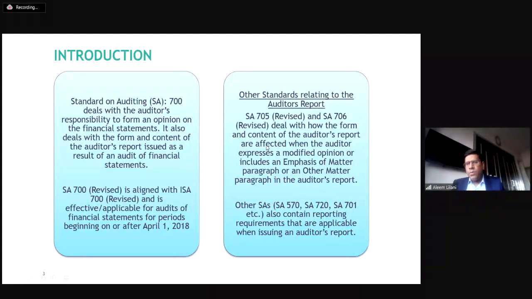And like I said, we have many other standards. There's SA 570, like going concern. Any matter on going concern reporting is mentioned in these standards, which can then go and fit inside the SA700 report. Similarly, 720 and 701, and it goes on, all the other standards.